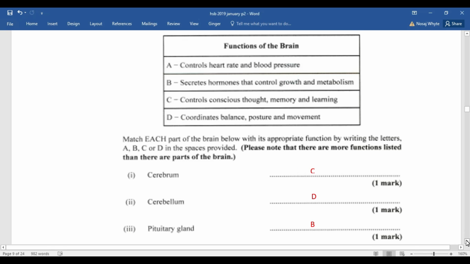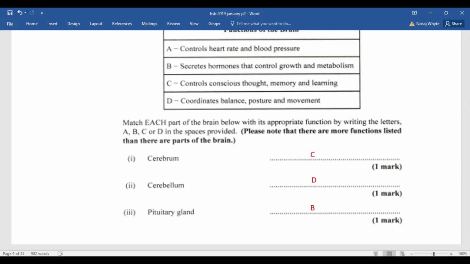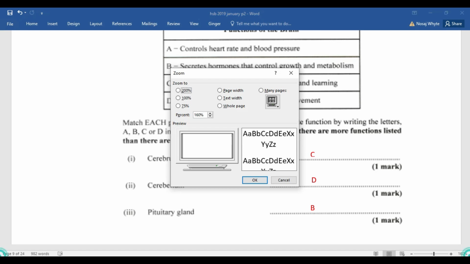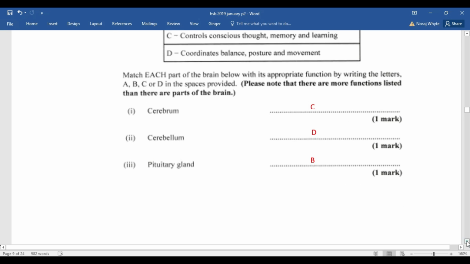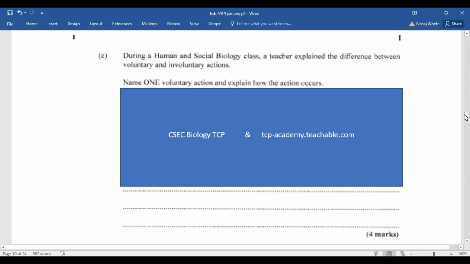It's going to be our pituitary gland, and we have nothing there for A, but A would have been the medulla oblongata, as it is pretty much responsible for the involuntary actions named. During a human and social biology class, a teacher explained the difference between voluntary and involuntary action.